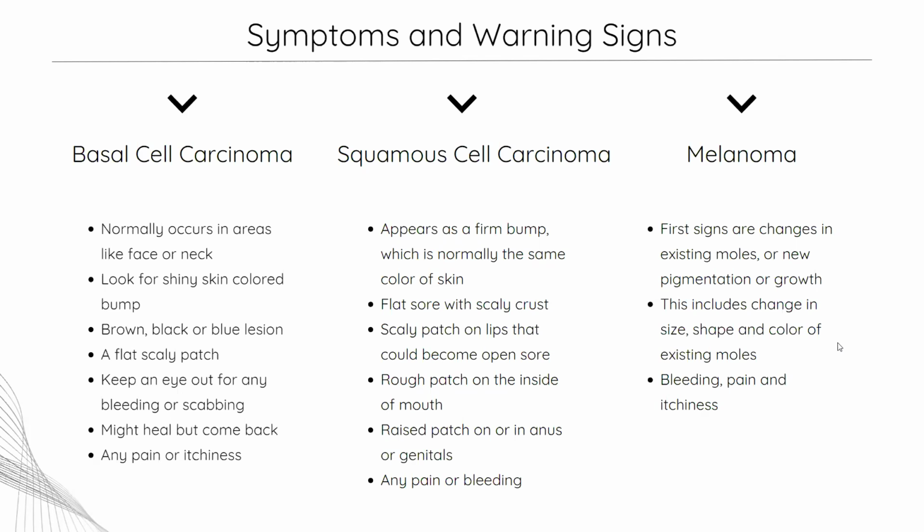And the same is similar for squamous cell. You want to look out for any bumps. These are normally firm and normally the same color as the skin, or they can be flat sores with some scaly crust, or scaly patches on the lips that could become open sores, again with bleeding. Also rough patches in the mouth, in case you get squamous cell carcinoma in the mouth, or any raised patches on the anus or genitals. And then, of course, any pain or bleeding.